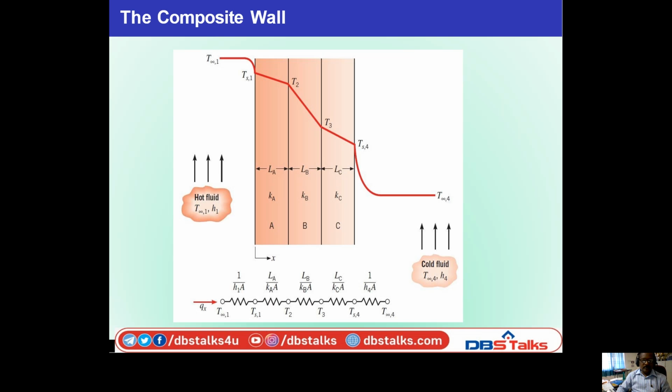This is the starting temperature and this will be the ending temperature. Once we convert into the electrical analogy, the calculation of heat transfer will be very simple. So these are the resistances R1, R2, R3, R4, R5.